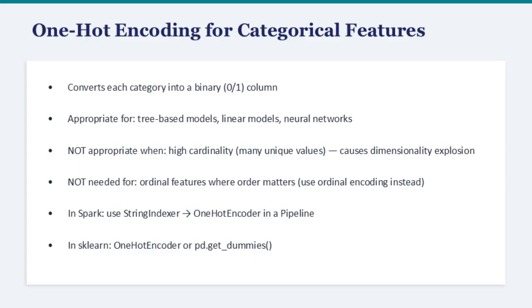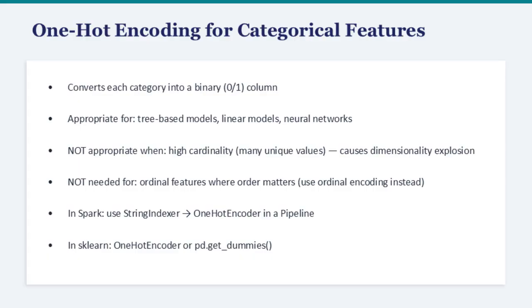Now let's talk about one-hot encoding for categorical features. One-hot encoding converts each category into a separate binary column, a column of zeros and ones. The exam asks two questions about this. First, when is it appropriate? It is appropriate for tree-based models, linear models, and neural networks. Most standard ML algorithms work well with one-hot encoded features.